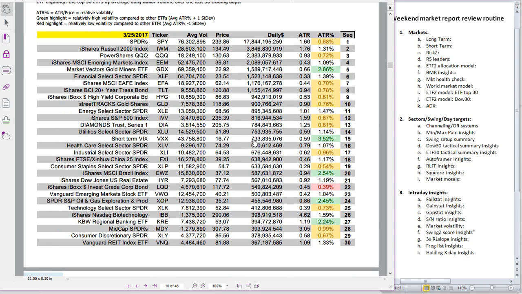ETF liquidity, this is just a review of the most liquid and most volatile ETFs to give me some idea of tradability for intraday trades. So things like gold miners, the VIX, Brazil, oil and gas exploration, regional banks are on that short list.